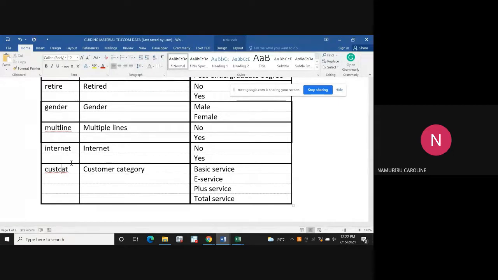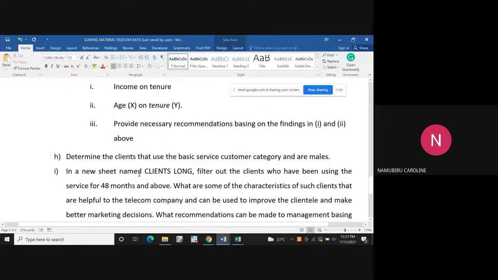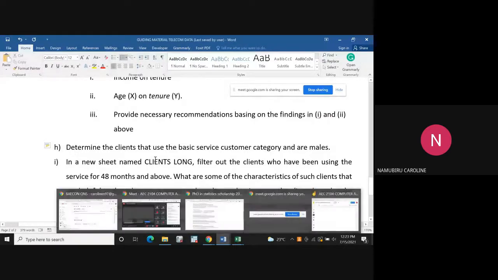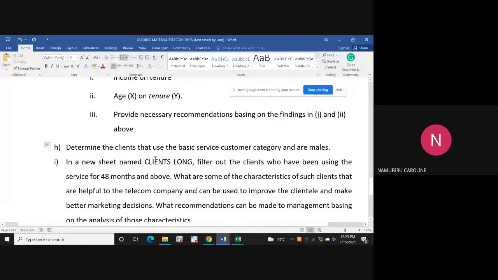One variable is going to be the row, and the other variable is going to be the column, and then we shall tally or count, and ascertain that these are the males that are using the basic service. Have we understood that? Not yet, madam.